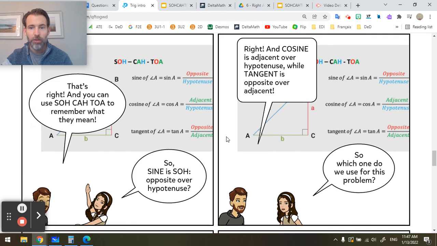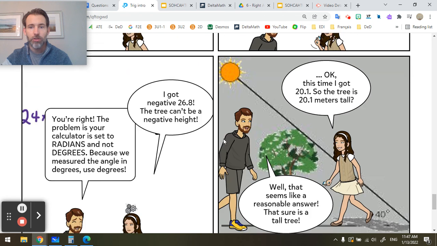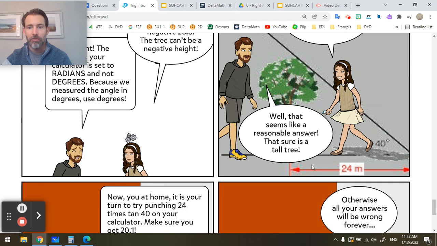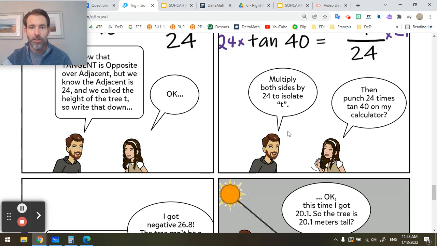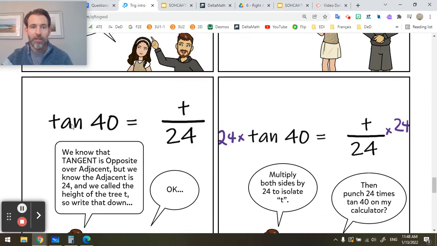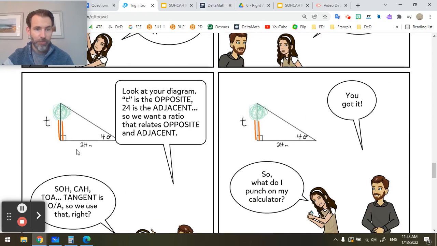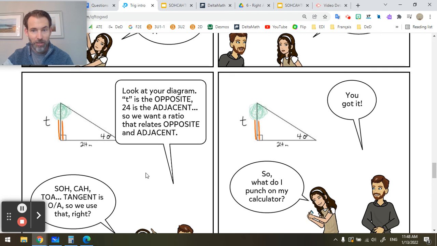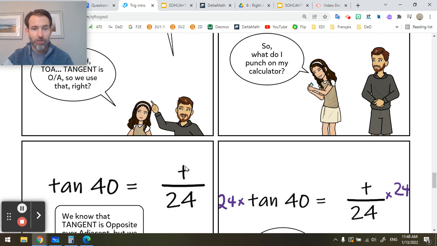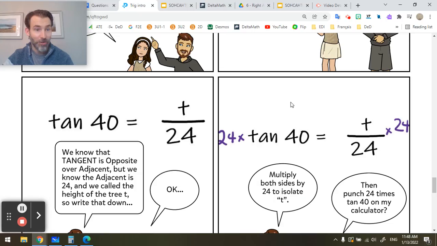So when we're working with a word problem like how tall is this tree, and we have a measure of 24 meters there and 40 degrees, that's actually enough information to find that the tan of 40 would be the height of the tree divided by 24. Why is that? Well, the height of the tree is opposite to that angle 40 degrees. The side 24 is adjacent. Tangent is opposite over adjacent. And then you just do algebra and solve.